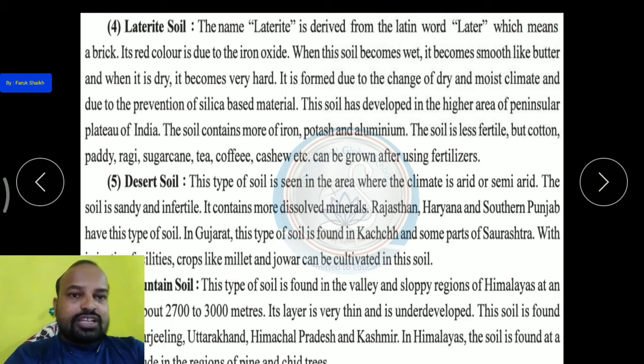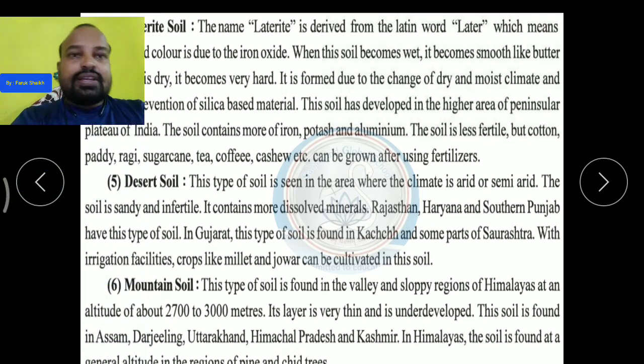This soil is less fertile, meaning it has less of the fertility which is important for the growth and development of the crops. But after using fertilizers, cotton, paddy, ragi, sugarcane, tea, coffee, cashew can be grown in this soil. These crops can be grown.